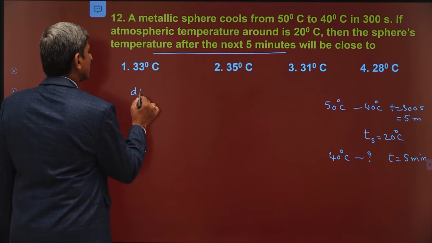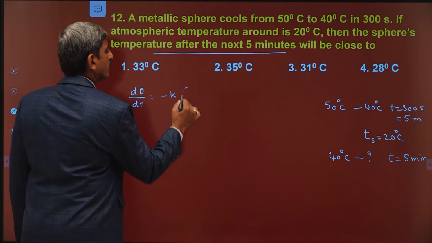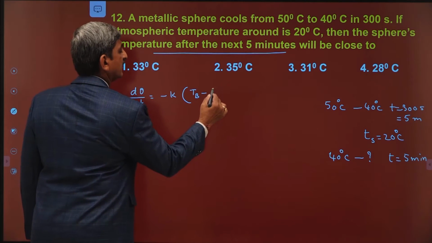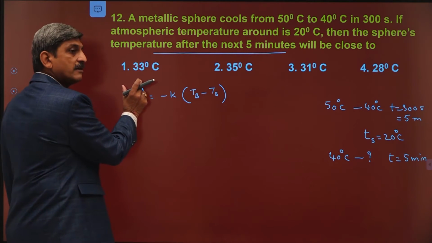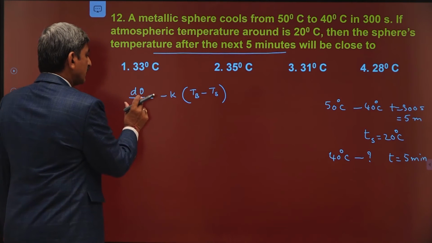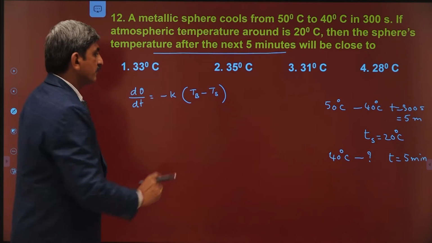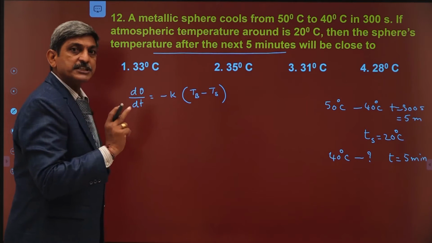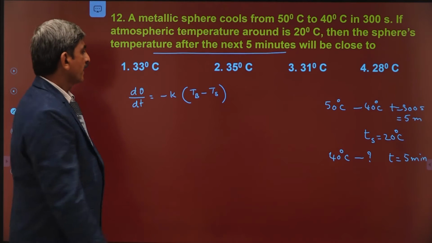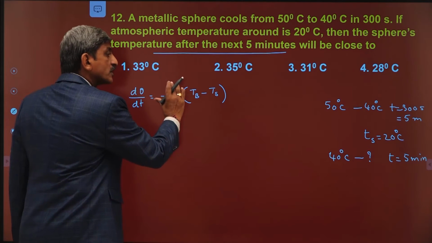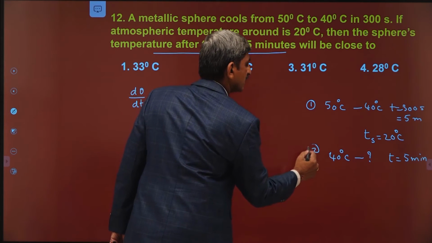write it as d theta by dt is equal to minus k of Tb minus Ts. Here d theta is the fall in the temperature, dt is the time taken for that fall, k is the constant value, Tb is the average temperature of the body and Ts is the temperature of the surroundings. Now let us apply this Newton's law of cooling 2 times for the 2 given cases.